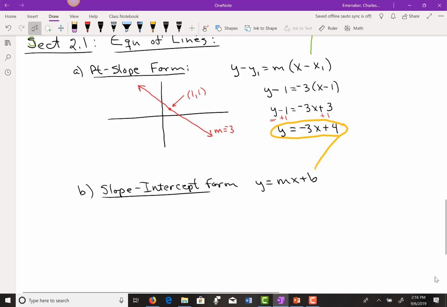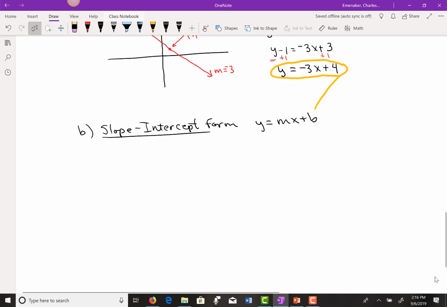So here's a second form of an equation. What if you're given something like this? You're given 2 points. Let's say -2, 5, and 3, 7. And you're asked to compute the equation of the line in slope-intercept form. How would you do that?